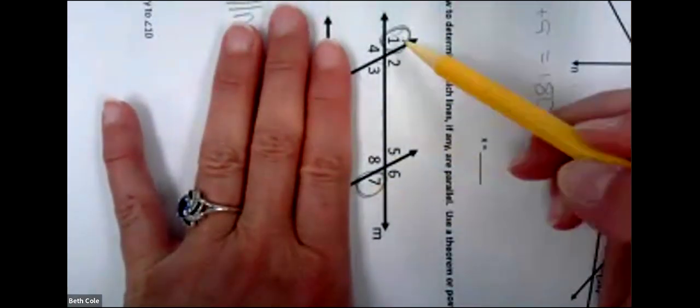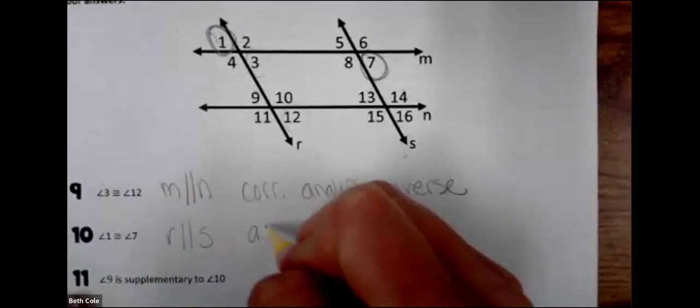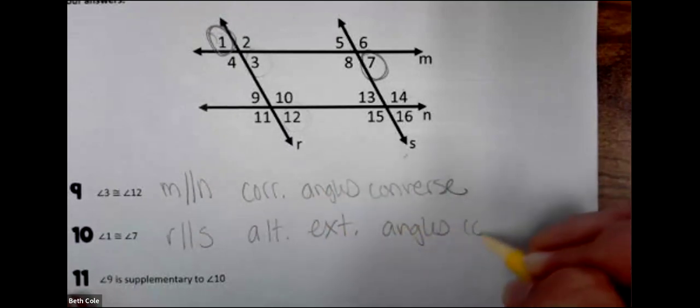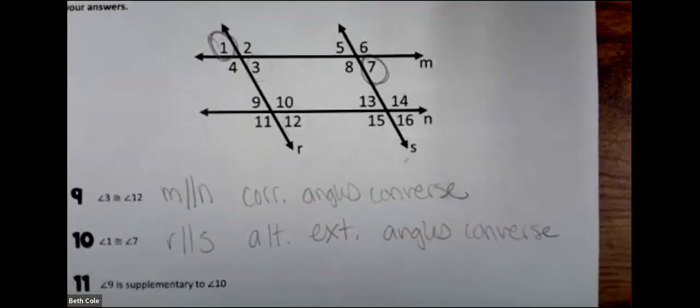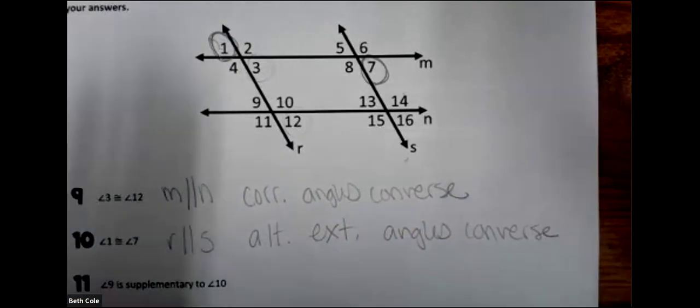All right. So what pair are 1 and 7? I'll get you started. They're alternate something. Alternate exterior. Are alternate exterior angles congruent? Yes. Okay. Which 2 lines are parallel? This is difficult. Yeah, good. Okay. Thank you for bearing with me on that. R and S are the 2 that are parallel. So R parallel to S. And we just said they're alternate exterior.